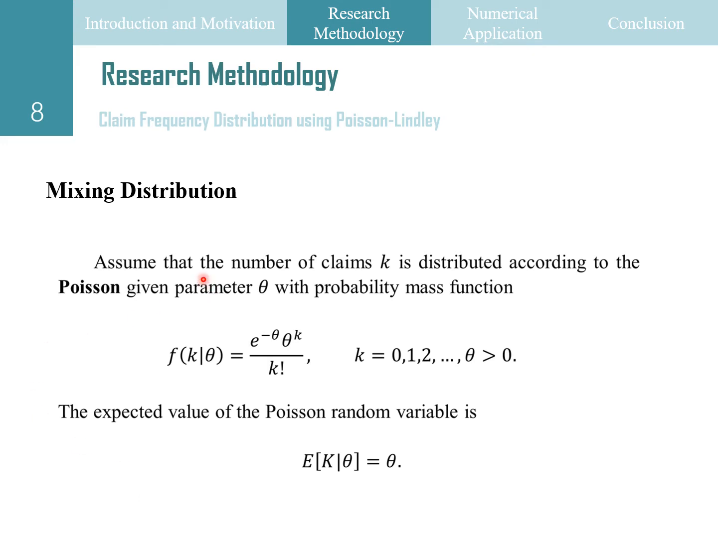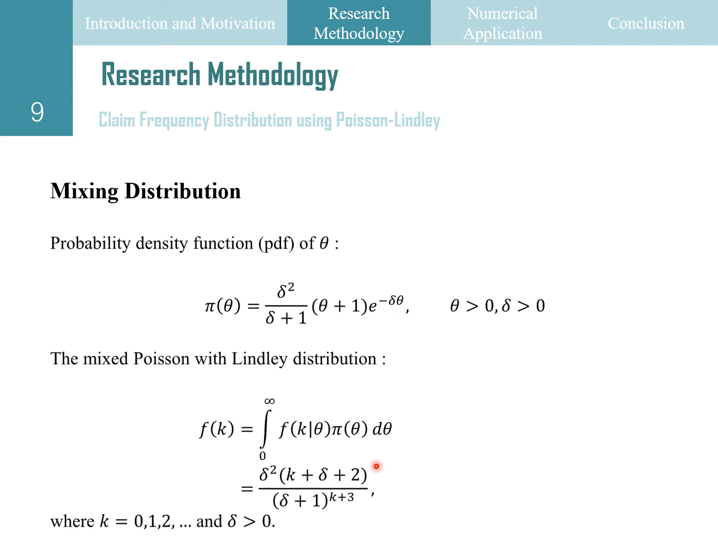Assume that the number of claims K is distributed according to the Poisson, given parameter theta, with the probability mass function in the following equation. And the expected value of the Poisson random variable is equal to theta. All policyholders have a constant representing the expected inherent risk of each policyholder. This is the mean of the number of claims of each policyholder, denoted by theta.